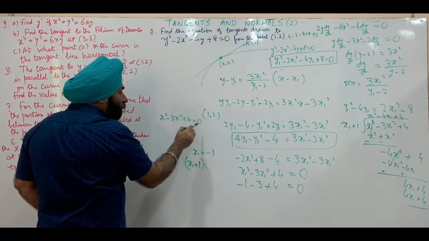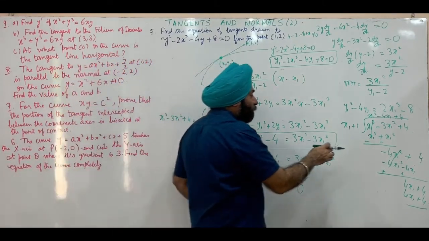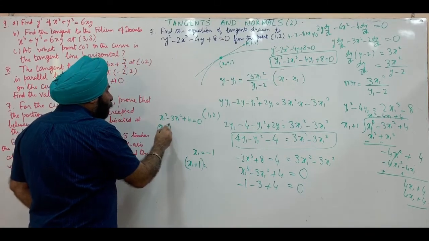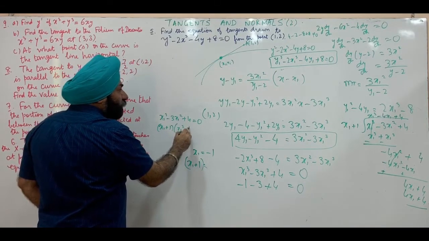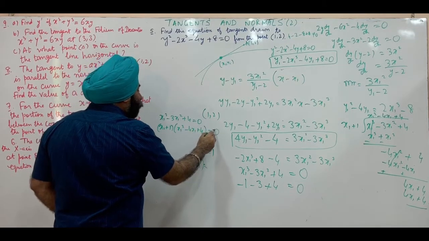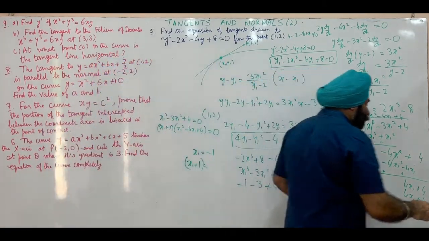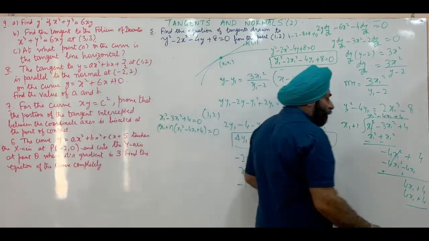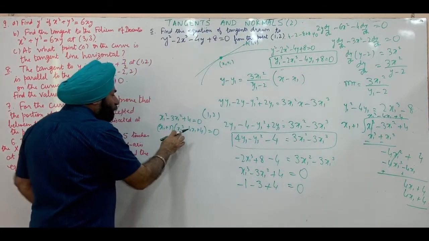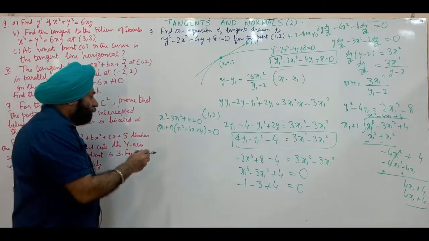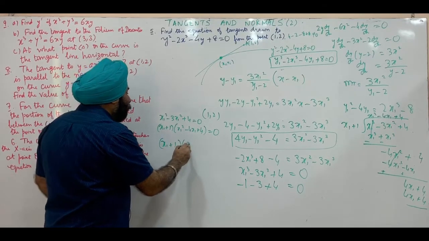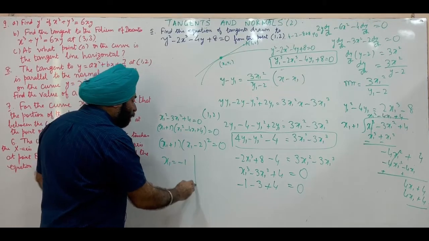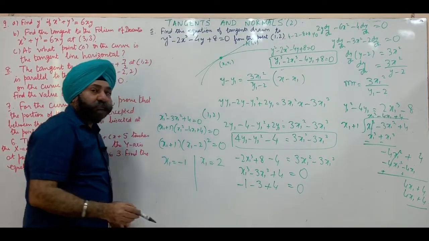Now that means this equation can be written as x1 cube minus 3x1 square plus 4 equal to 0. This can be written as x1 plus 1 into x1 square minus 4x1 plus 4 equal to 0. Let's simplify it further. The second factor is x1 minus 2 whole square. So x1 plus 1 into x1 minus 2 whole square. This gives us x1 equal to minus 1 or x1 equal to 2.